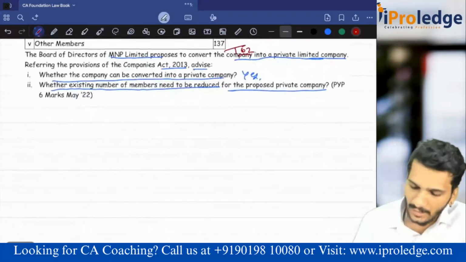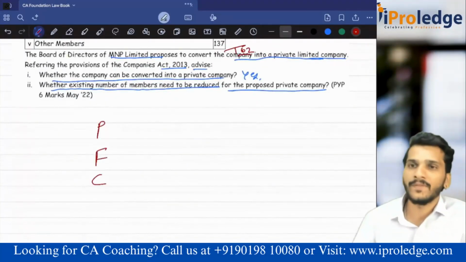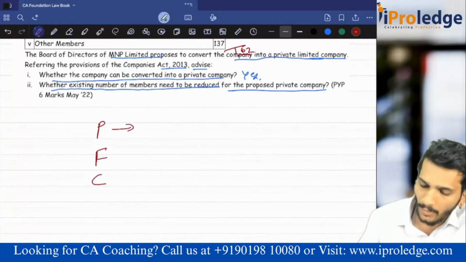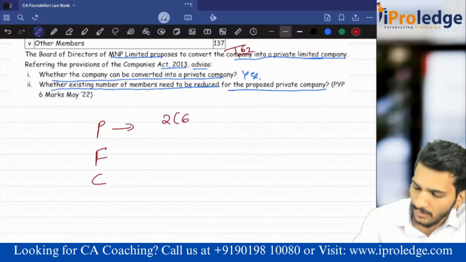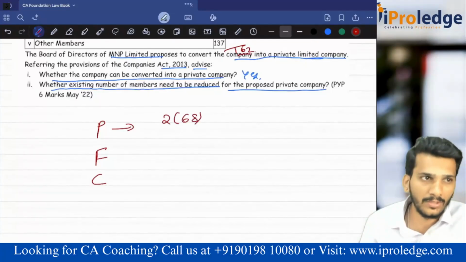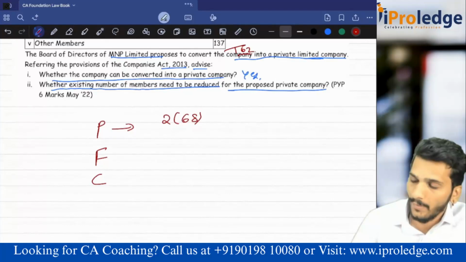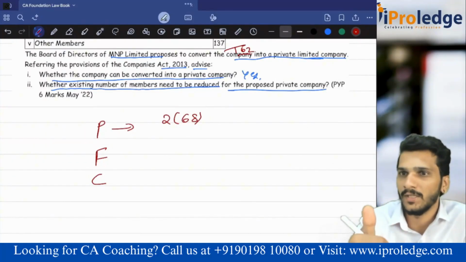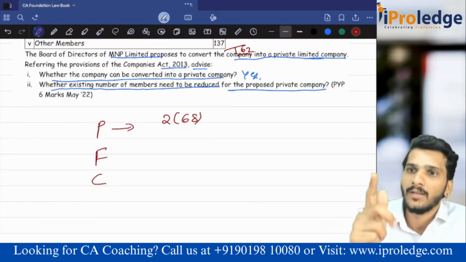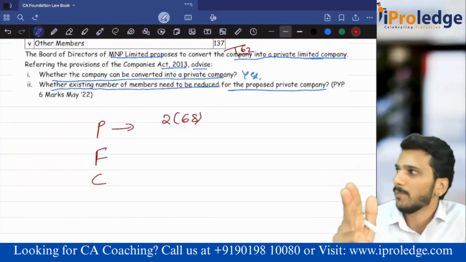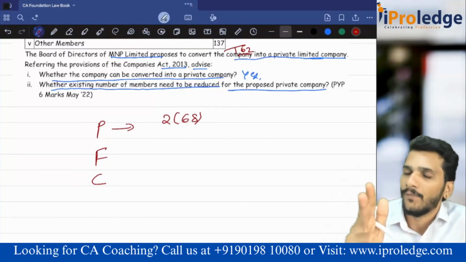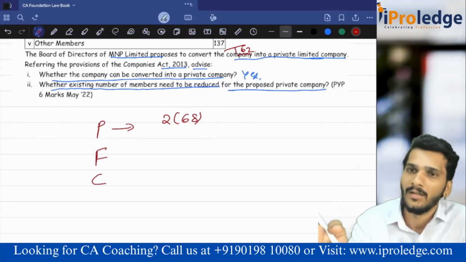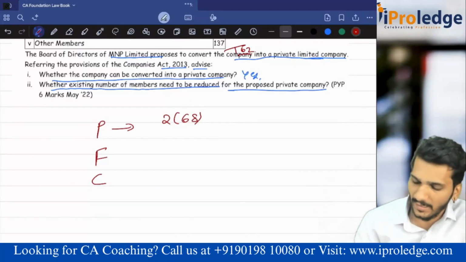How do we write the answer? Answer writing, as I already told, will be in the PFC format: provision, facts and conclusion. First of all, we'll write the provision. As per Section 2(68) of the Companies Act 2013, a private company means a company which by its articles restricts the transfer of shares, and prohibits the invitation to the public. Third, except for OPC, the number of members is limited to 200. And for the purpose of counting 200, we exclude employee shareholders and ex-employee shareholders, and joint shareholders are considered a single shareholder. That is the entire provision part.